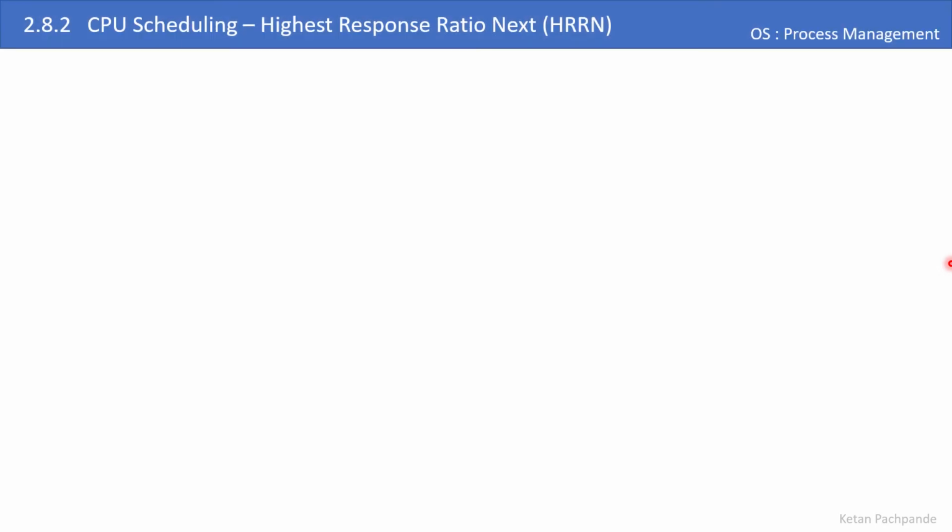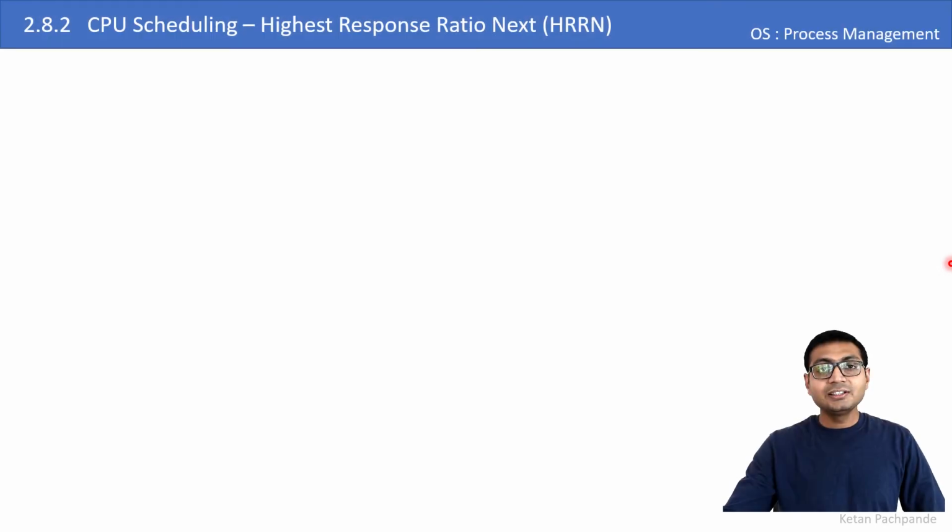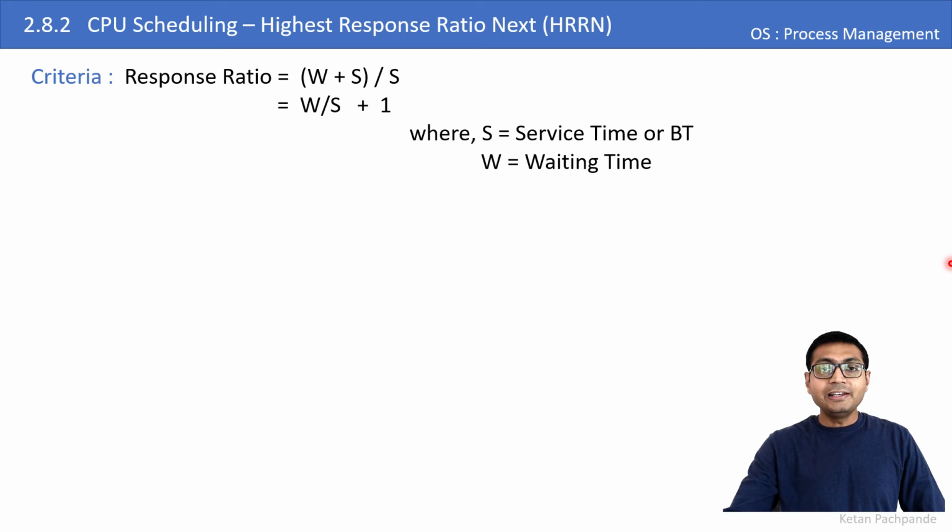Let us discuss the next CPU algorithm, that is highest response ratio next. The criteria for this algorithm is the response ratio, and the ratio is given by this formula: waiting time plus service time, the whole factor divided by service time. Service time is nothing but the burst time of the process. If I simplify this formula, it is waiting time divided by service time and the whole factor plus 1.